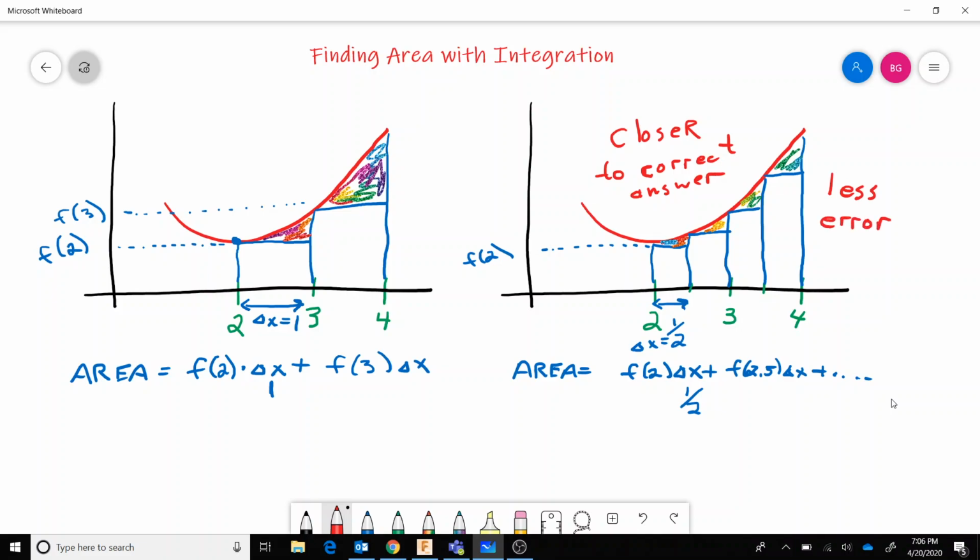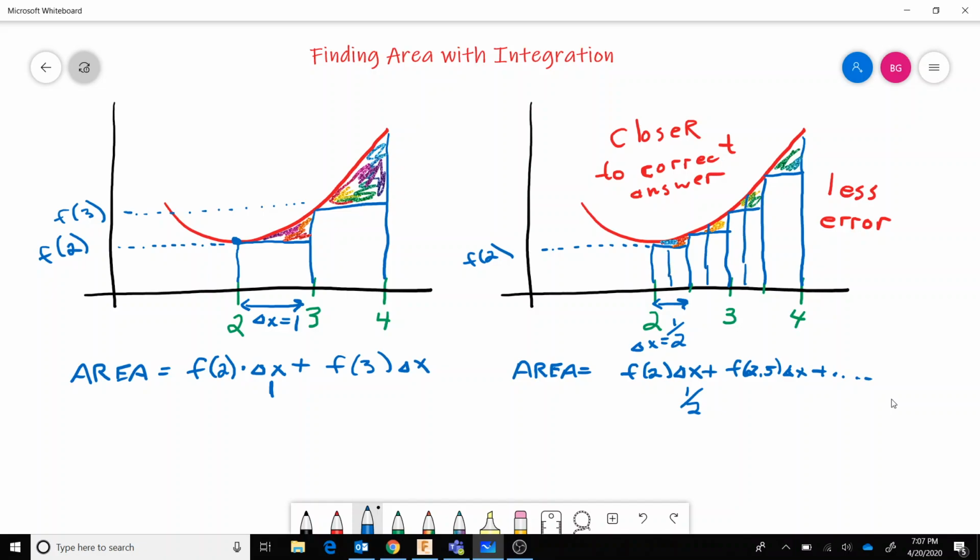Well, why did that happen? Well, what happened is we made the width of these rectangles smaller. Over here we had a width of 1, over here we had a width of 1/2. Over here I only did 2 rectangles, over here I did 4 rectangles. So what would happen if I did this again, but instead of 4 rectangles, I broke it into 8 rectangles? And I do that again, and now I would even have more rectangles in here.